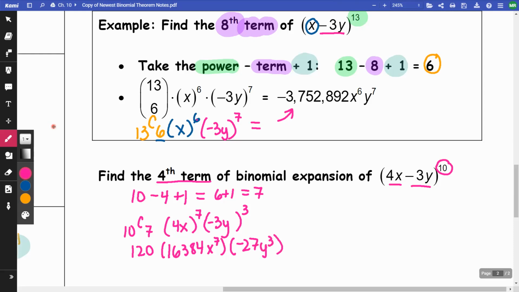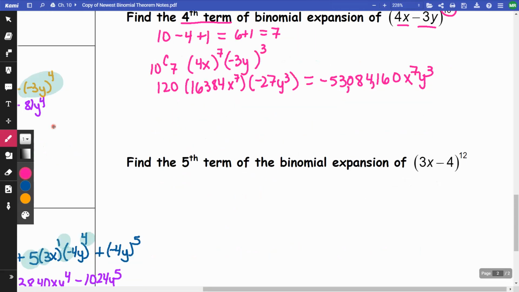So let me take 120 times 16,384 times a negative 27, and I get a negative 53,084,160 x to the 7th, y to the 3rd. That is our term. Okay, we didn't have to expand it all to find a single term.